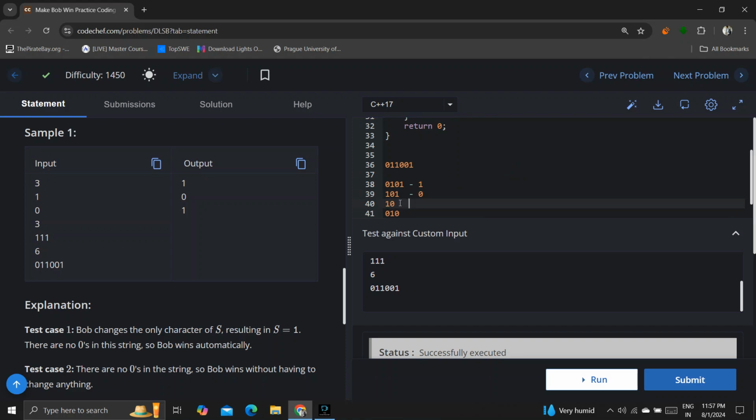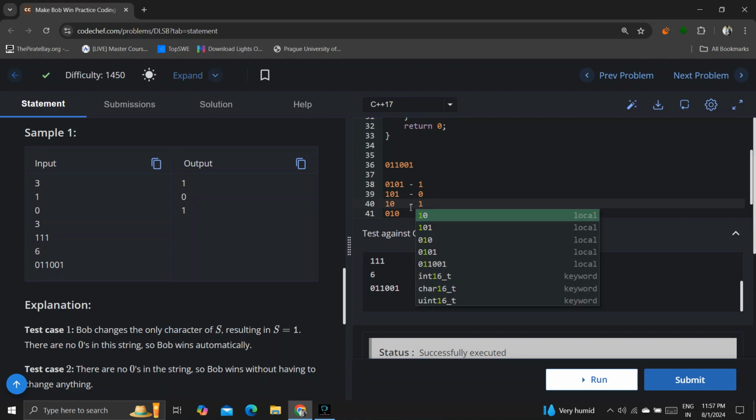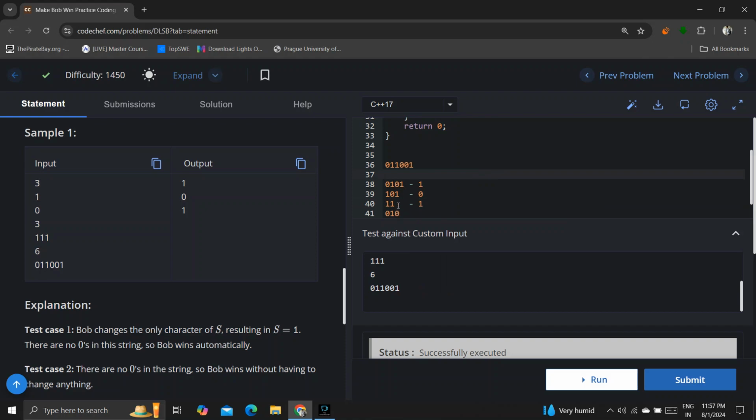Now, if there is a 1 1 and at the end there is 0, then what we have to do is, see, Alice moves first, so Alice will remove this one, then Bob will lose because there is one 0. So basically we have to make one flip. That's why 1 1 would make it look like this and Bob wins, right? Because there are no zeros.